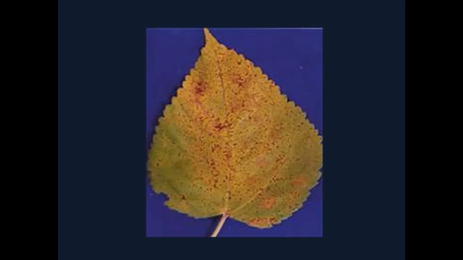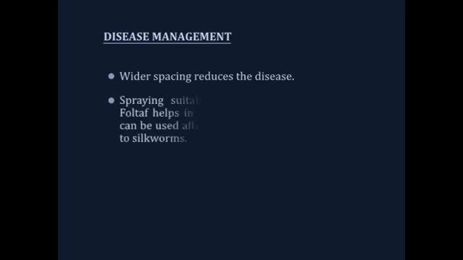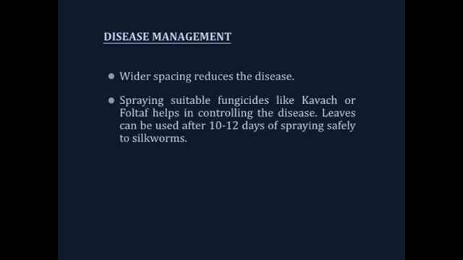Now let's see how to manage the disease. Wider spacing reduces the disease. Spraying suitable fungicide like Kavach or Foltaf helps in controlling the disease. Leaves can be used after 10 to 12 days of spraying safely to silkworms.